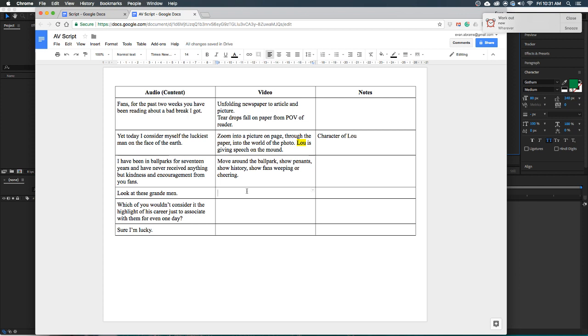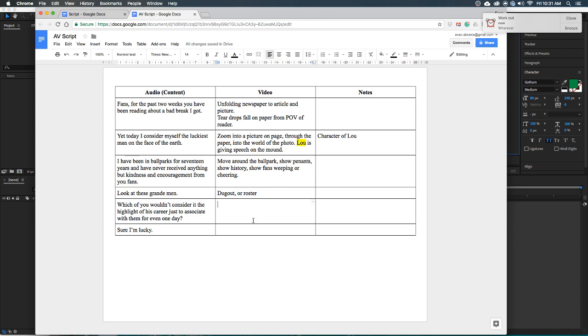Then we go, let's see, dugout or roster. Which of you wouldn't consider it the highlight of his career just to associate with them even one day? Sure, I'm lucky. Now, here's kind of where we get to do a little bit of a turn, right?